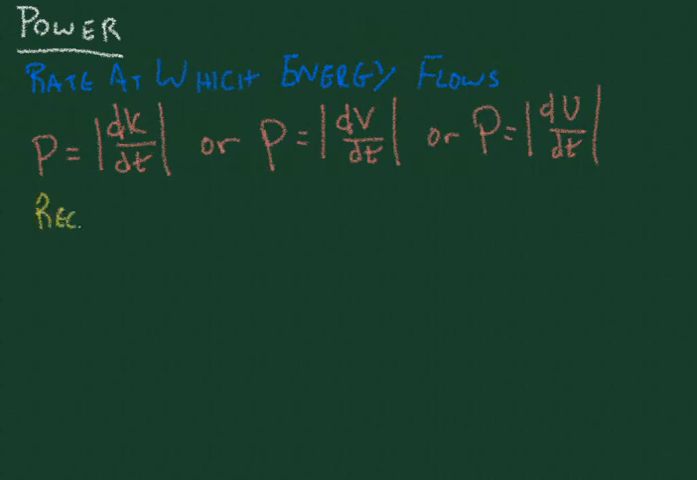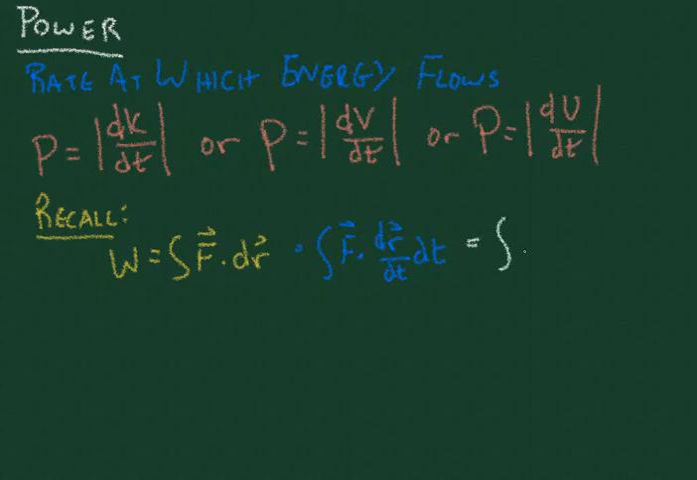So we recall that the work is equal to the integral of force dot dr. So we can rewrite this as the integral of force dot dr/dt dt. So you remember that means that work is also the integral of F dot v dt, right? Because dr/dt is just the velocity. So this was another way to write work. Well, work is the same thing as a change in kinetic energy.